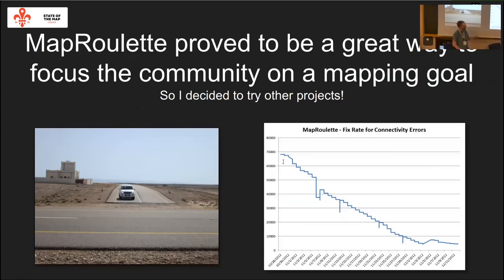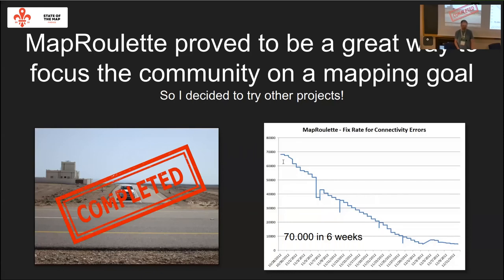So the next thing I looked at was roads that were not connected. So roads that are almost connected, but not quite. You see one here in real life, but there were a lot of them in OSM. And we had 70,000 of them at the time. And we fixed those in like 6 weeks. So that went pretty well as well. So I thought there's really something here. We've got to make more projects like this.